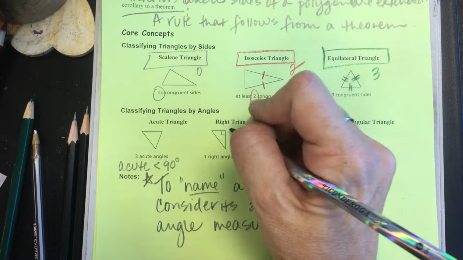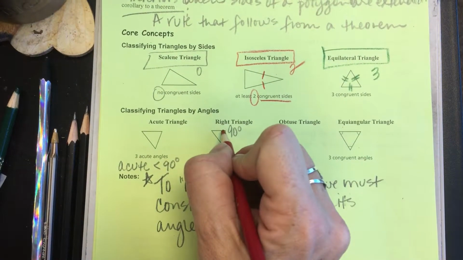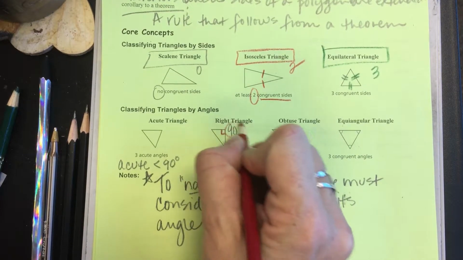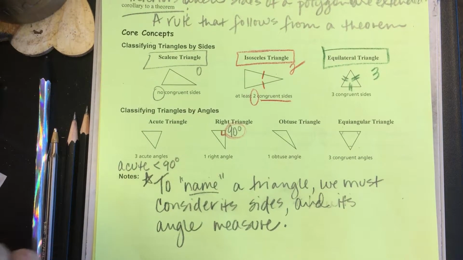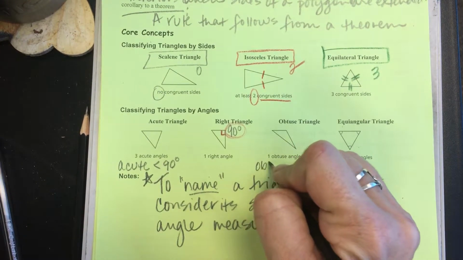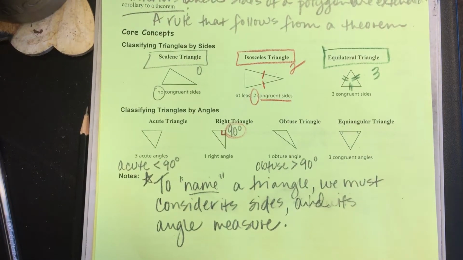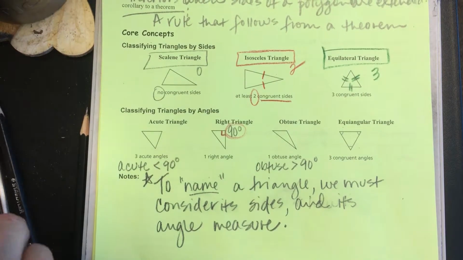A right triangle has one 90-degree angle. We know what that 90-degree angle mark looks like. Obtuse, if we see a triangle that has one angle in it that looks like it's more than 90, and we'll actually be doing some measuring too. If it looks like it's more than 90, we'd call that the obtuse triangle.